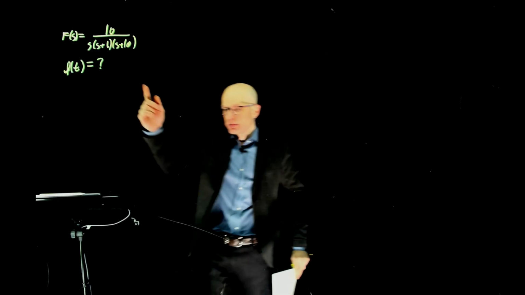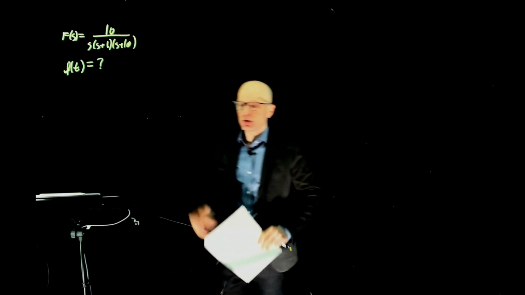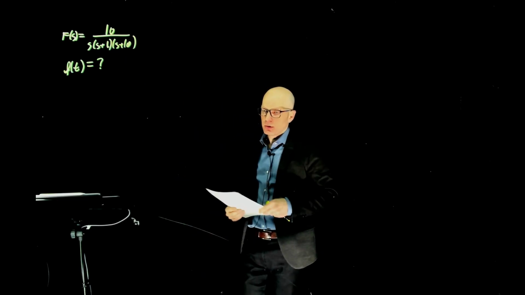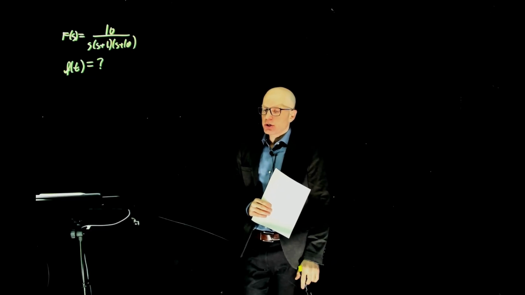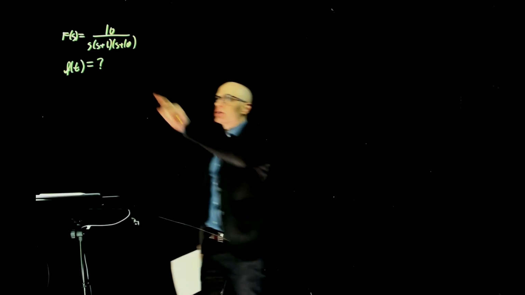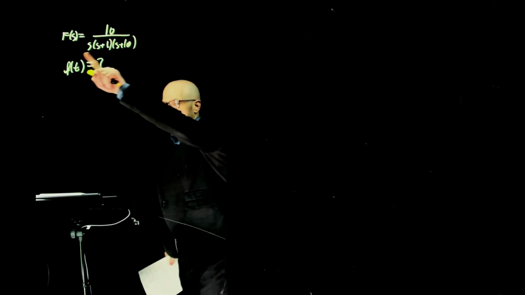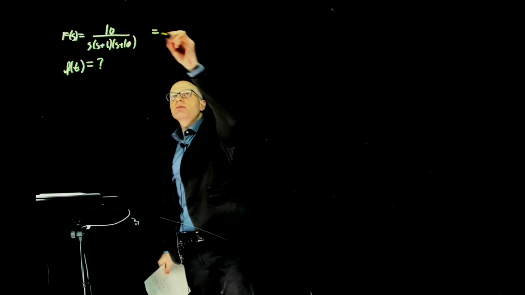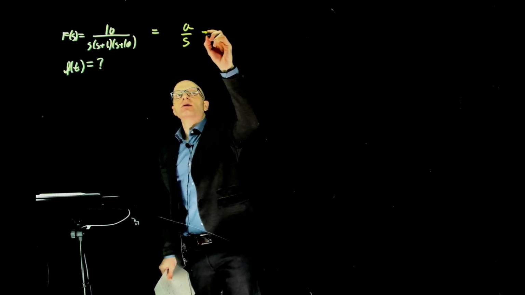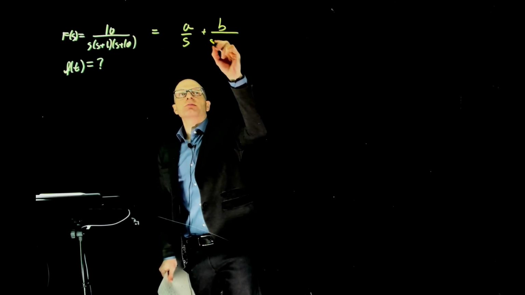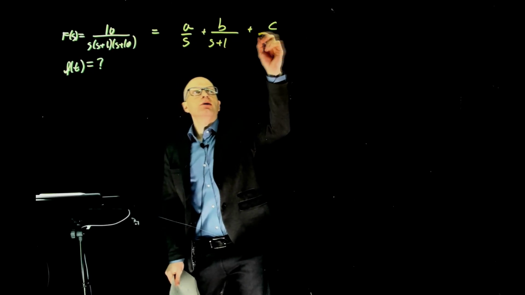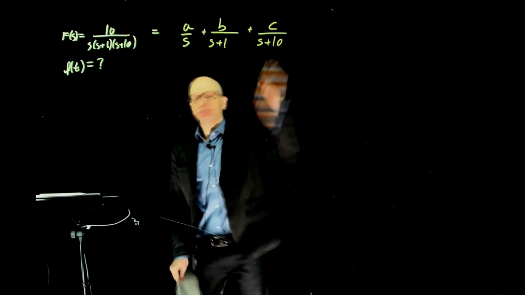Well, if you look at the table of Laplace transforms, this is not going to show up there. So you need to create a partial fraction decomposition. You see that these are simple first order polynomials. So this can be split into a over s plus 1, plus b over s plus 10.